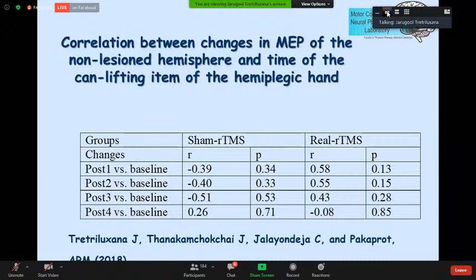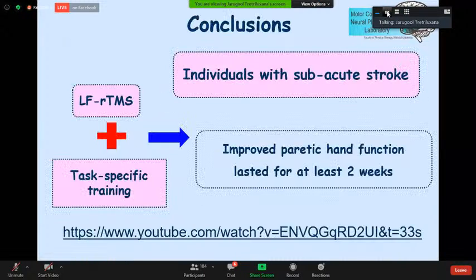So again, this was the first study that illustrates that the combination of low frequency TMS applied on the good hemisphere combined with task-specific training for 1 hour could improve paretic hand function, and it lasts for about 2 weeks. Again, this was done in subacute stroke.